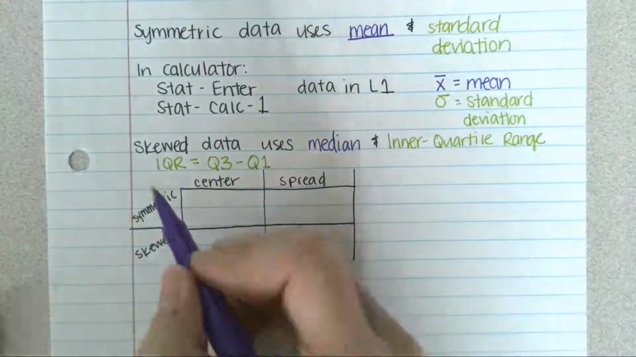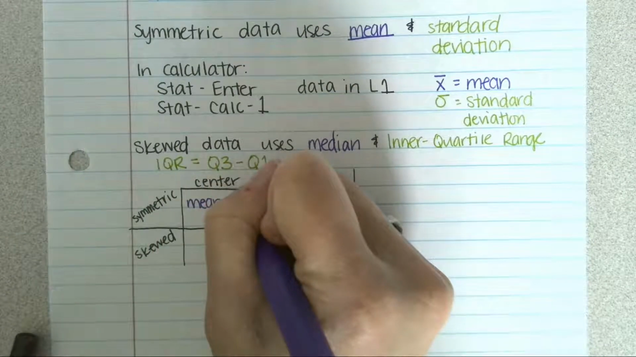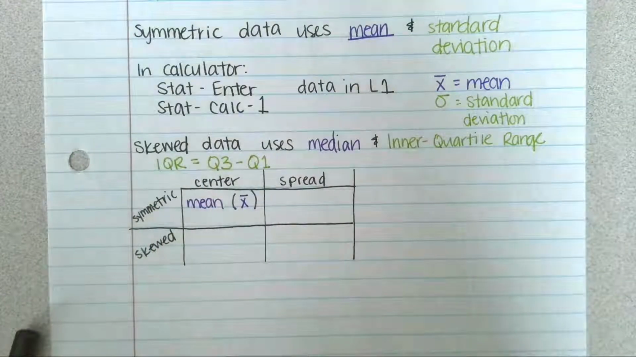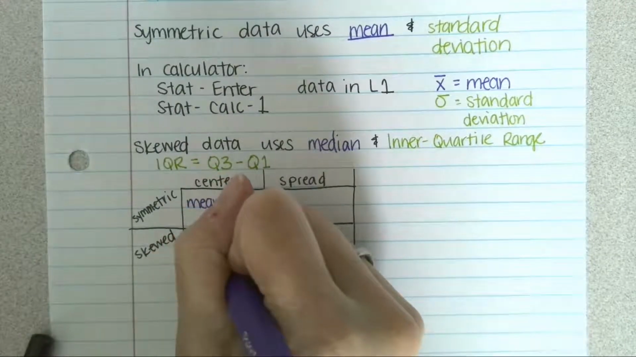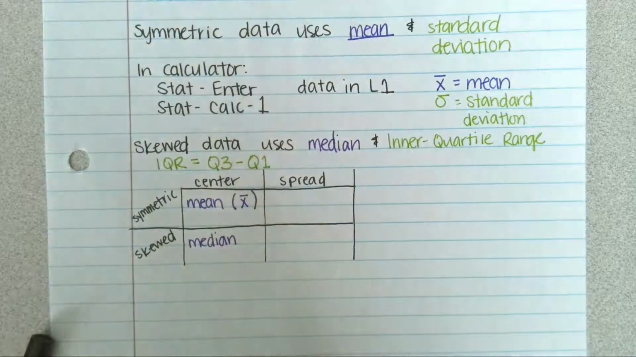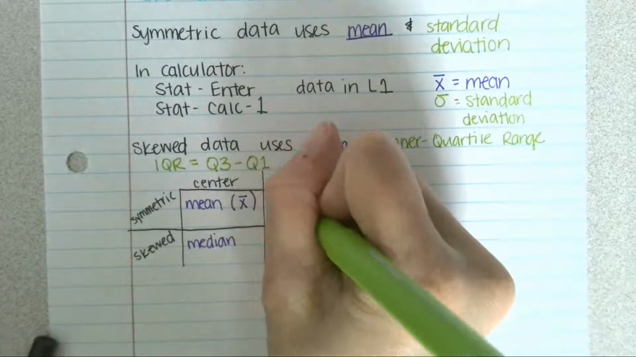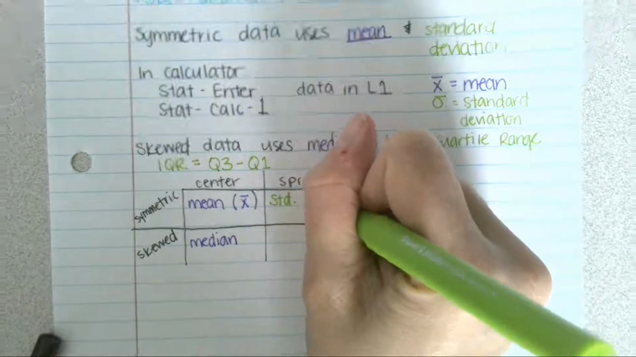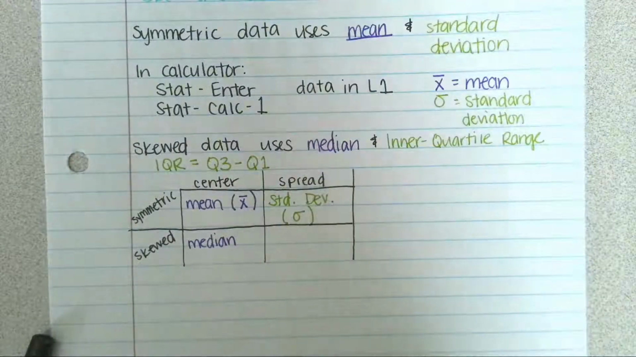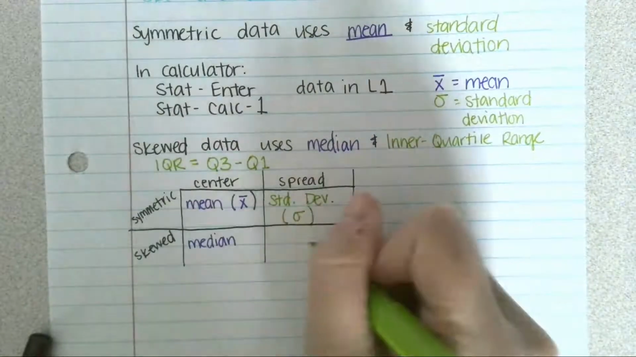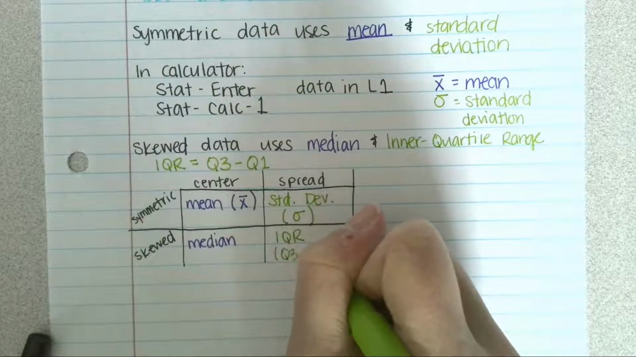For symmetric data, our measure of center is the mean, which in a calculator is x bar. For skewed data, our measure of center is the median, which is the middle number. For spread, we use standard deviation. I'm going to abbreviate that as STDDEV, standard deviation, which in your calculator is this little ponytail. And then our measure of spread for skewed data is IQR, which is Q3 minus Q1.